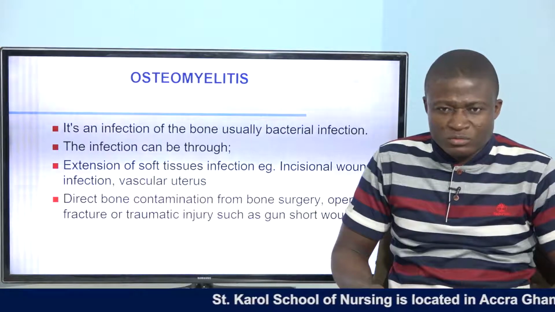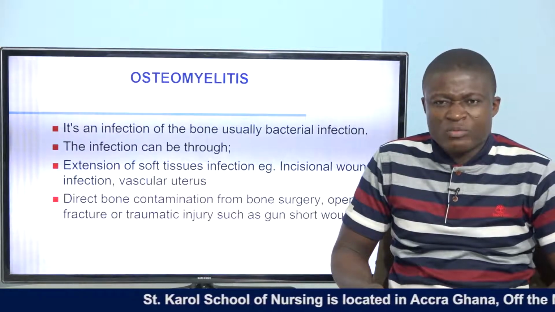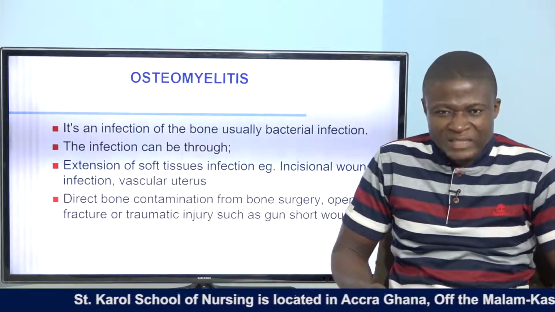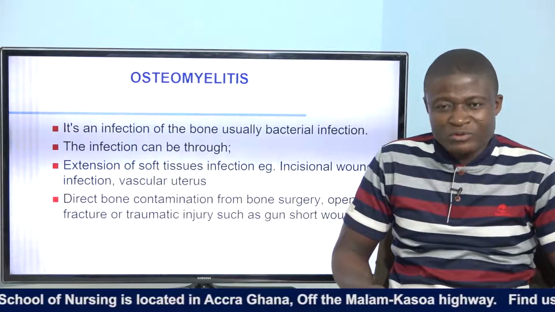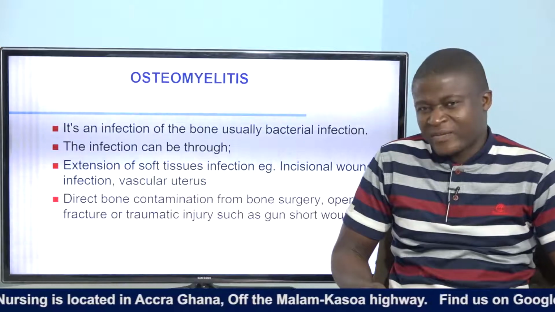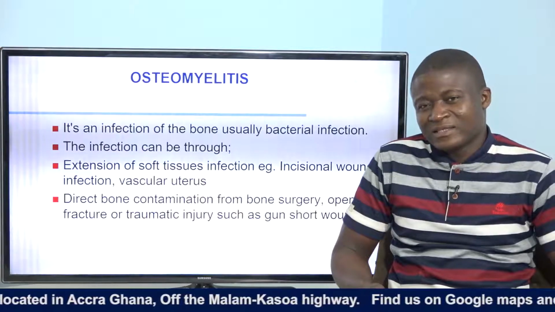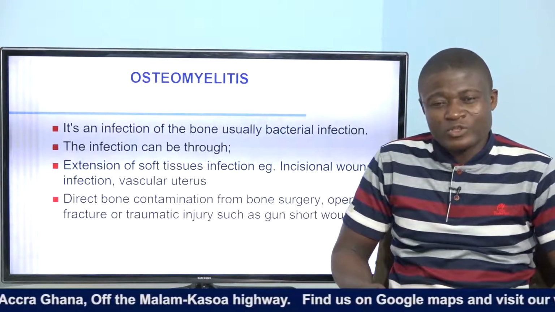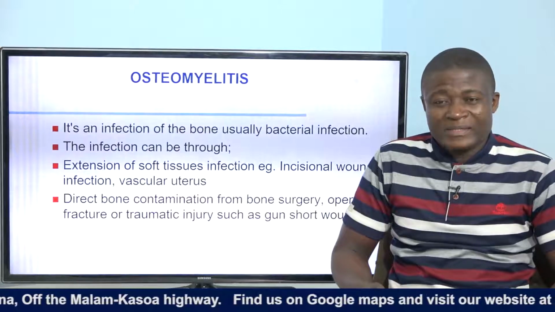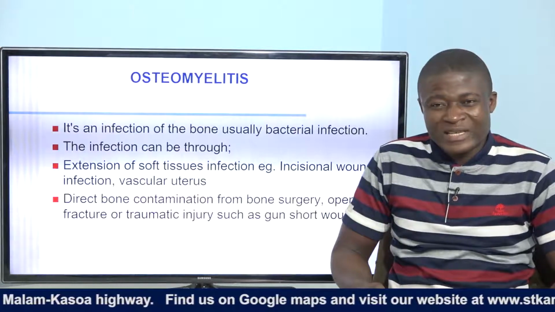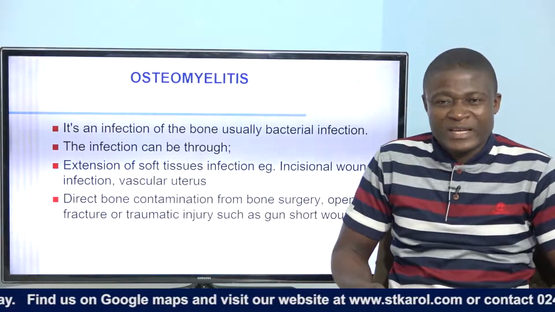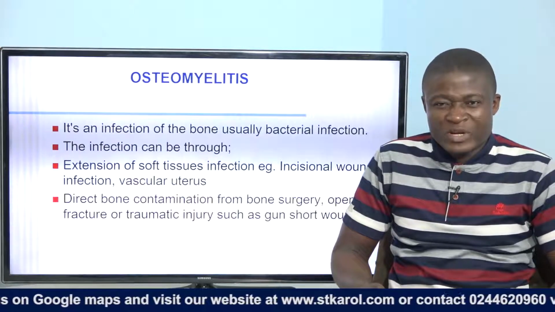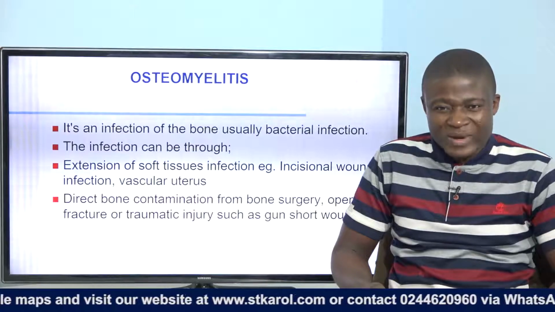If you have a bone, bacteria getting access to a bone and getting the bone infected, I'm not sure any of you here will be considering the bone to look like a metal that doesn't get infected. No, bone is also tissue. It has blood reaching its cells. It needs blood supply at all times. So the bone can get infected. And when a bone gets infected, we call it osteomyelitis.